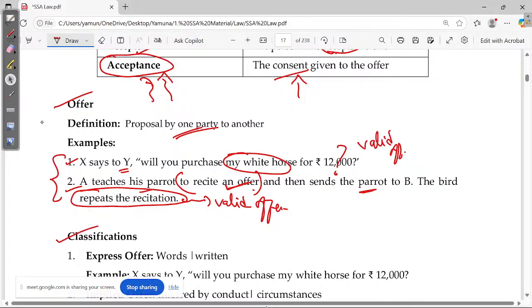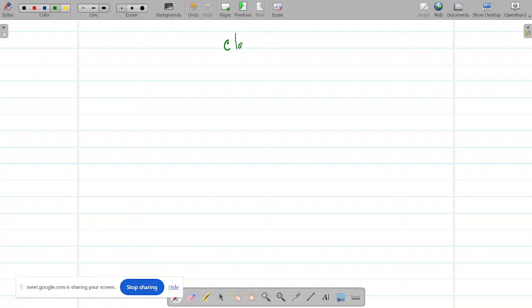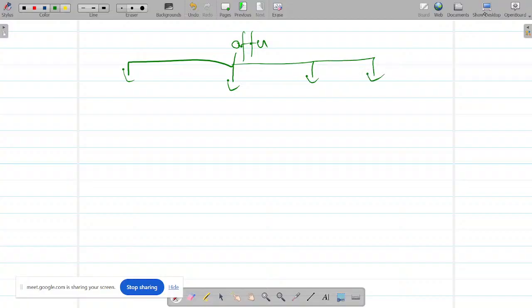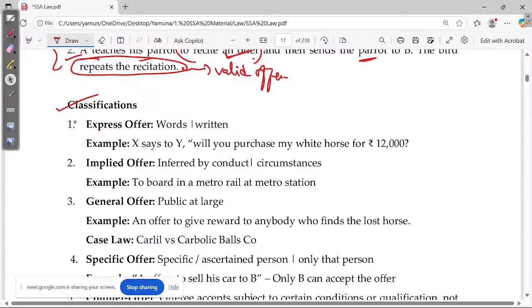Next, we'll go for classification. Probably you can go for this chart work. Can you please start with the chart work? Classification of an offer. So you can just have the heading as offer. Now we'll go for separate classification. First classification: express offer, implied offer. This is falling under first classification.